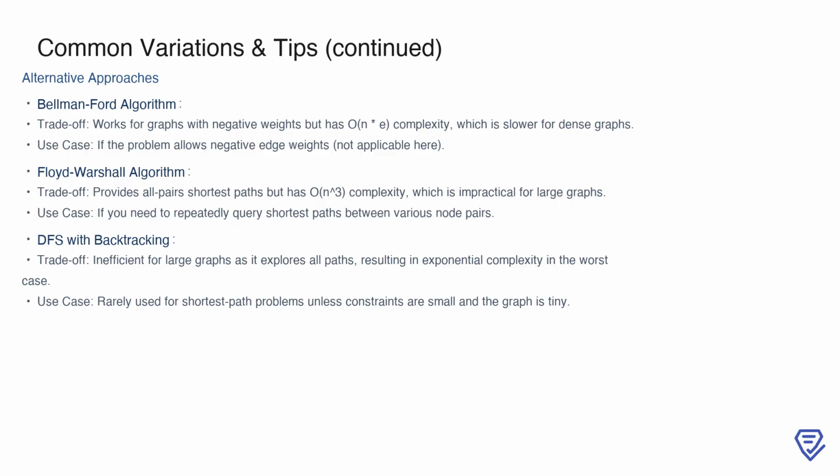The Floyd-Warshall algorithm, on the other hand, provides all pairs' shortest paths, but its O(n³) complexity makes it impractical for large graphs. It's most useful when you need to repeatedly query shortest paths between many node pairs. Lastly, there's the DFS with backtracking approach, which explores all possible paths. However, it's highly inefficient for large graphs, as it can lead to exponential complexity. This method is rarely used for shortest path problems unless the graph is very small or constraints are exceptionally tight. These alternatives highlight the importance of selecting the right algorithm for the problem at hand.